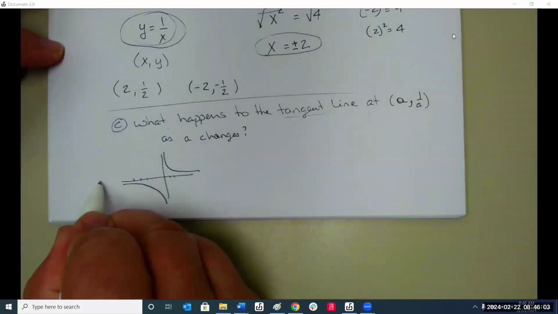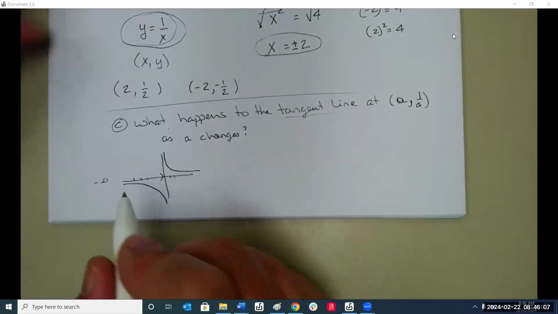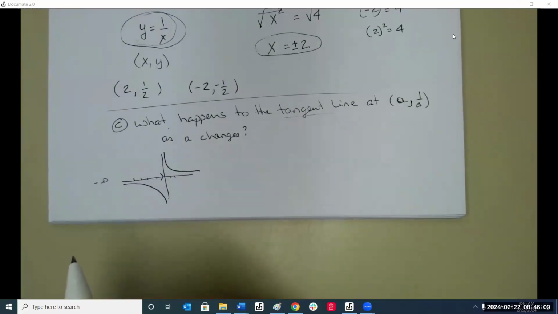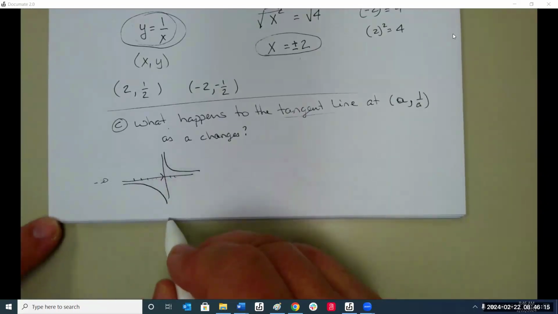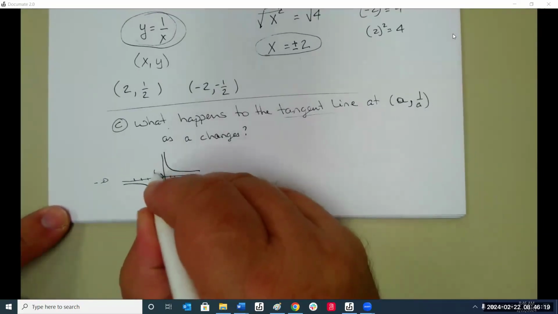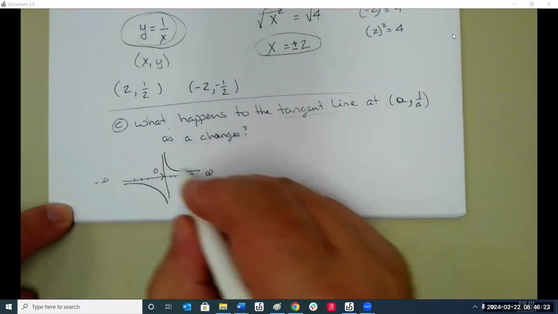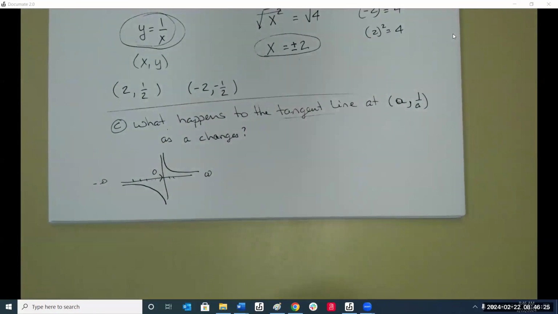It's going from negative infinity to 0. It's almost horizontal, and it gets to be almost vertical. That's what happens here. Then from 0 to infinity, it starts off almost vertical, and then it becomes horizontal. But it's always a negative slope.